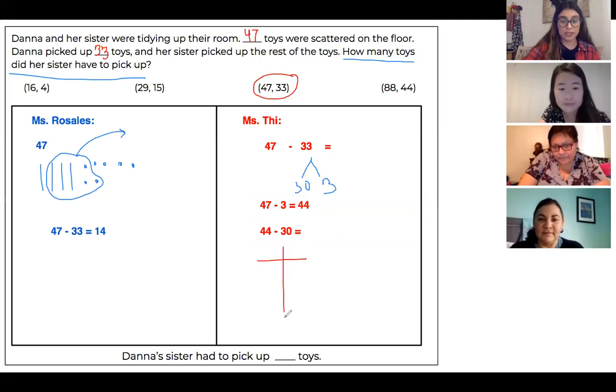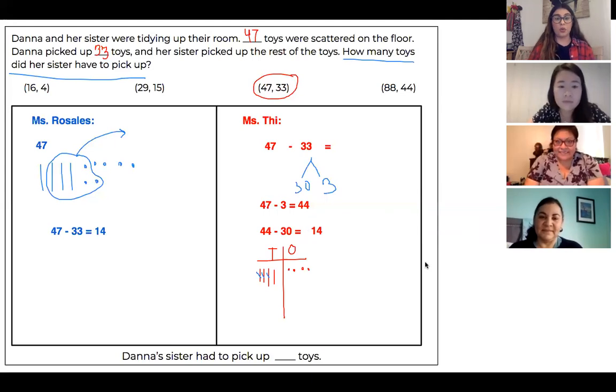So friends, if you need a scaffold, because I know Miss T really knows her tens and her ones, but if you need a scaffold, you can always use our tens and ones chart, and you can just show your work here, 1, 2, 3, 4, and then you add your 4 ones, and then you take away those 3 tens, right? 3 tens. So 1, 2, 3, and then we're left with 10, 11, 12, 13, 14. And just like Ms. Rosales' answer, it's 14. So we both got the same answer. That must mean that we're correct. That's why we use 2 strategies to make sure that we check our work.